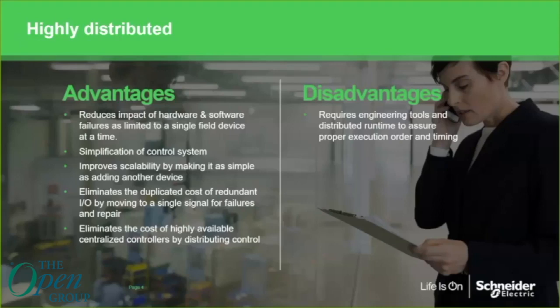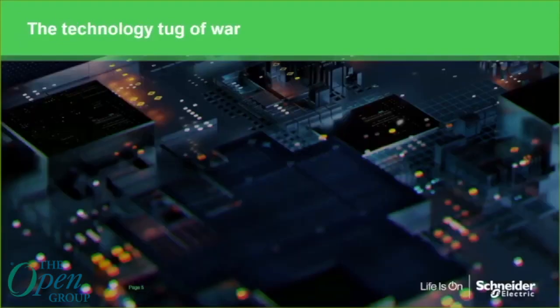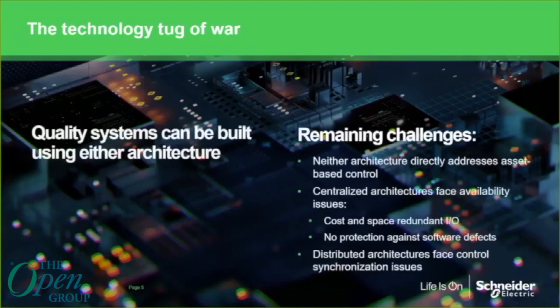But there are some real disadvantages with a highly distributed solution. And they're not trivial. You need engineering tools and a distributed runtime that can assure proper execution order and timing. If you put in straight cyclic control in each of your controllers and they're not synchronized in some fashion, then you're not going to get the control results you expect. So that leads us to this tug of war.